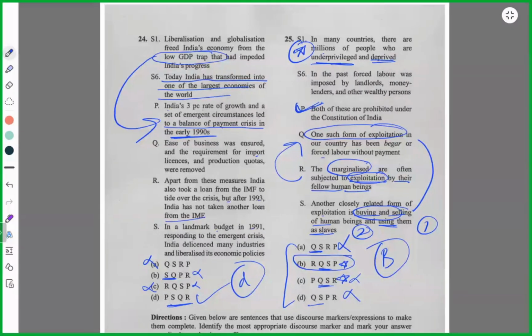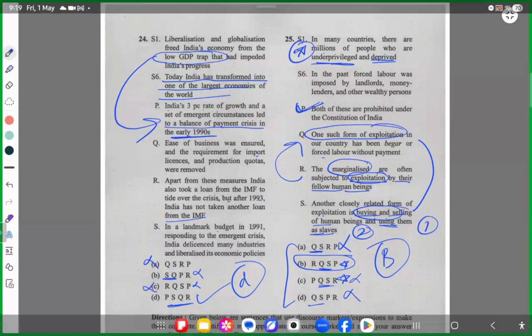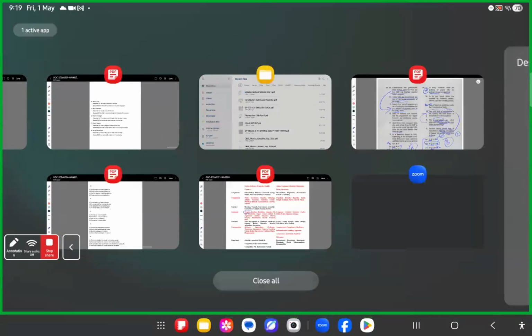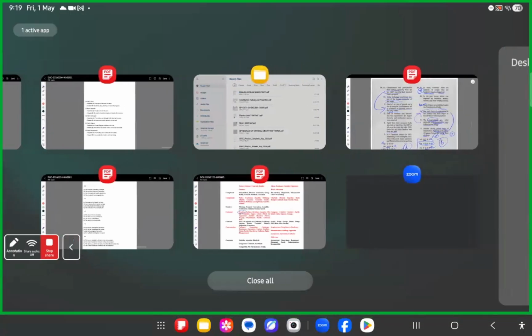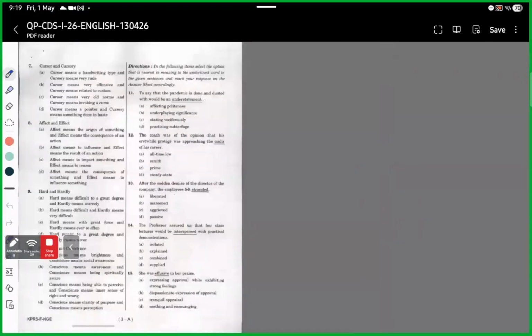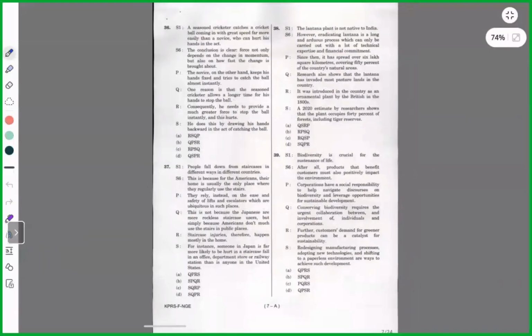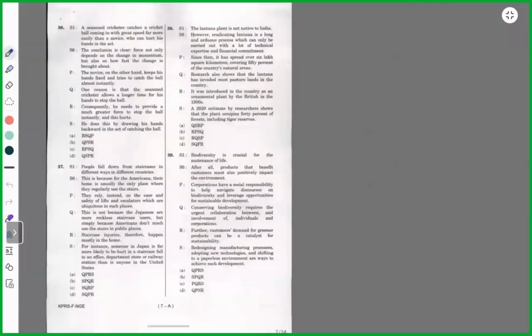Okay, now ready for the practice? Good. So keep your pen and paper ready, because you are going to write A, B, C, D or P, Q, R, S according to it. And I'm going to show you the screen. Write logics in your notebook only. This is CDS 1 2026, the latest paper. We'll do it on the latest one.